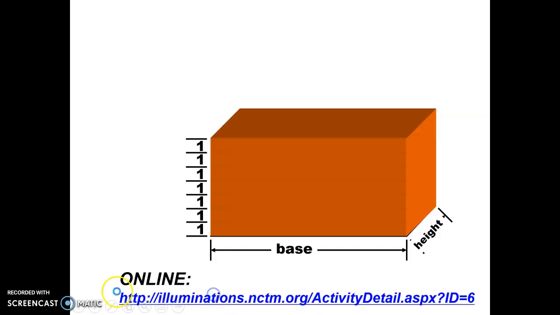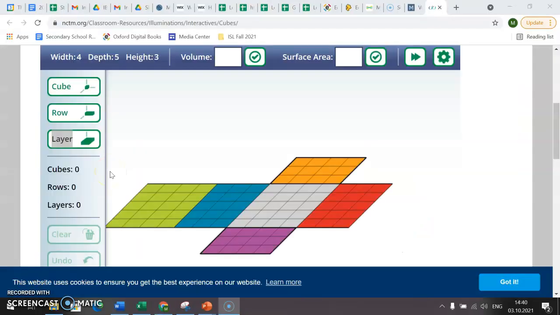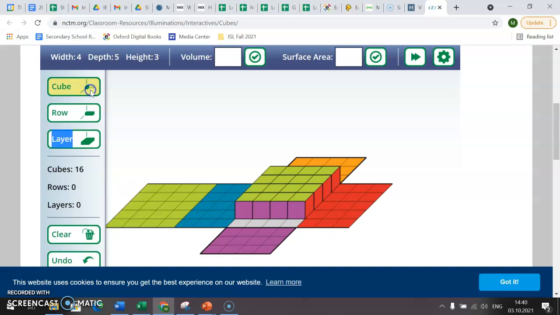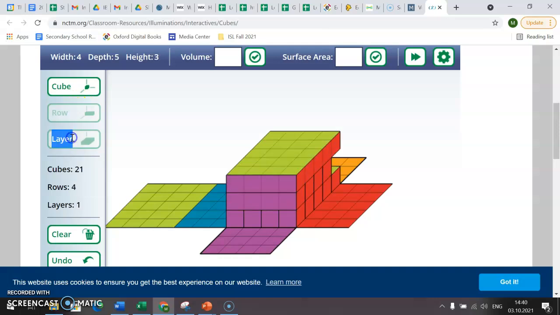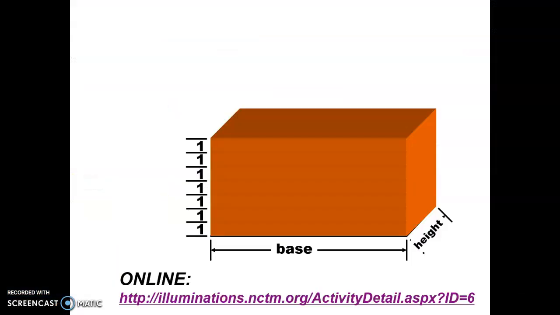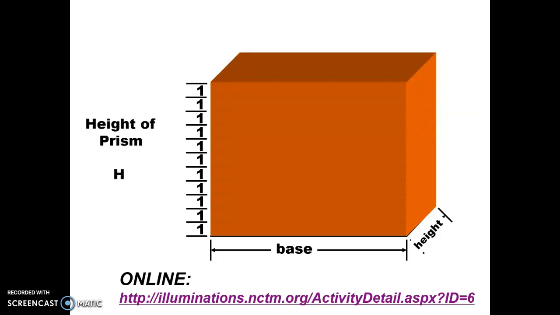Let's see if this link works. Okay, so here's that kind of look at volume, right? We have this net. It can be folded up into a 3D shape. We can add single cubes. We can see we fill the bottom layer with, how many cubes is that? 4 by 5 or something, and then we can fill it up in layers. So volume, again, is just the idea of filling a shape with cubes. How many cubes fit inside it? That's the volume. Okay, so let's keep going from there.